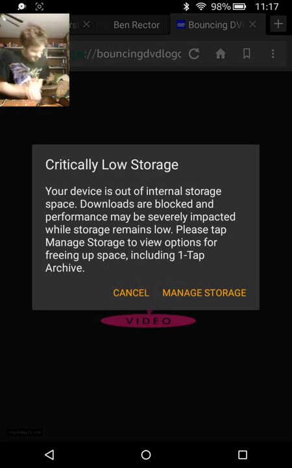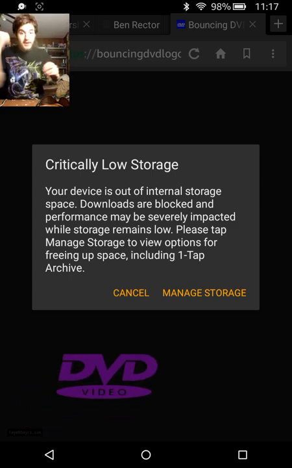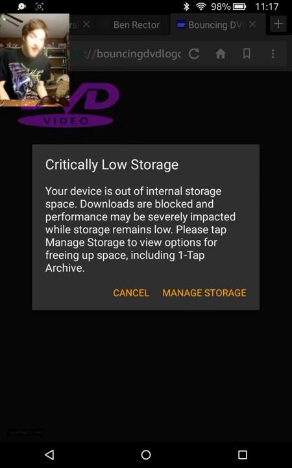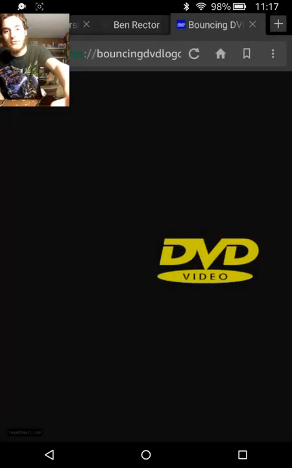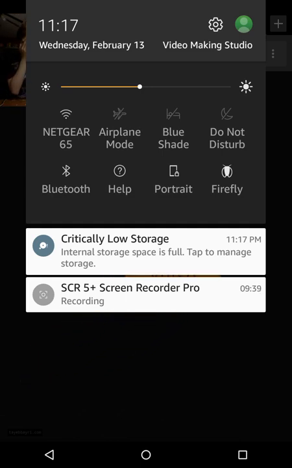Oh, it glitched! This is not actually a perfect representation. Oh, it got stuck! Yeah! That's the most exciting thing that's happened. Critically low storage! Yeah! Critically low storage! Whoopity do! That must mean it's time for me to stop it. Oh, shit.